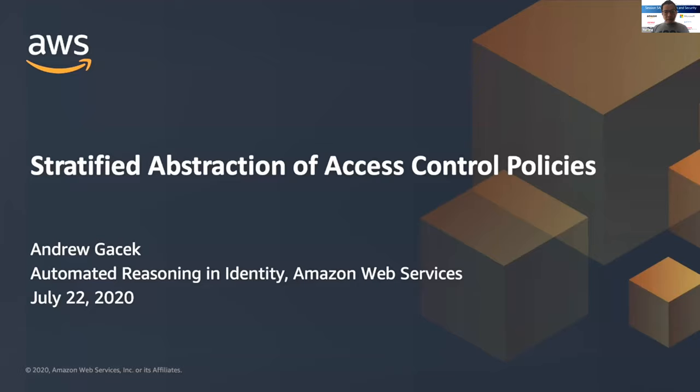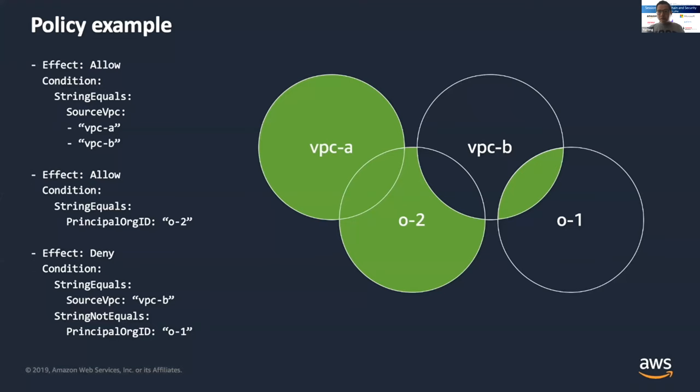Hi, I'm Andrew Gasek. In AWS, developers share access to resources using the AWS policy language. On the left, we have an example of the textual language developers use. On the right is a graphic representation with the actual allowed access shown in green. The AWS policy language has allows and denies, conjunctions, disjunctions, negations, and conditionals. It's a logic that's guarding access to some of the most important resources a company may have. It's crucial to get this right.